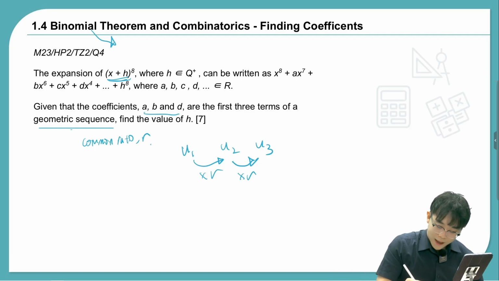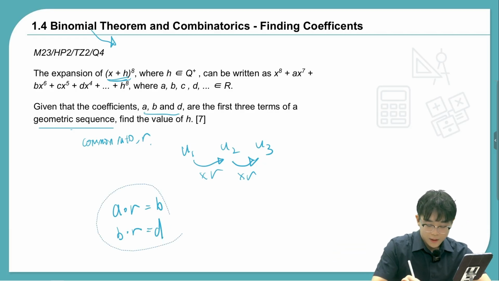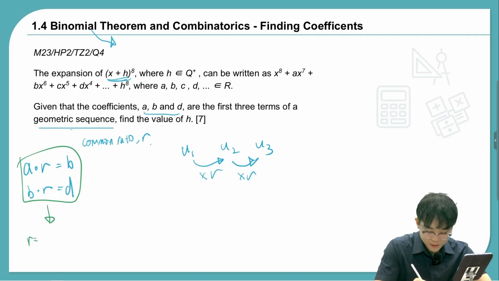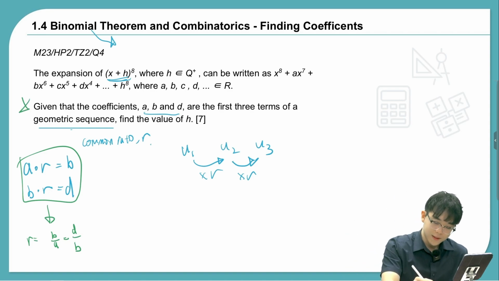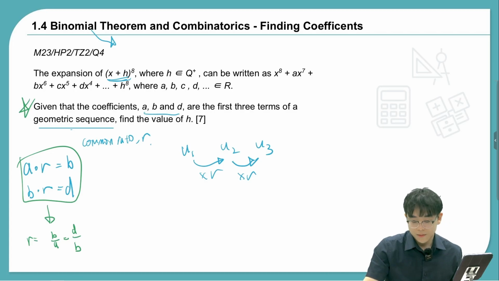So A times R is going to be B, and B times R is going to be D, for some common ratio. Or we could say the common ratio is found by R, which is B over A, which is equal to D over B. So that's one way you could use this hint. These 3 coefficients are the first 3 terms of a geometric sequence. So that's how you would relate A, B, and D.